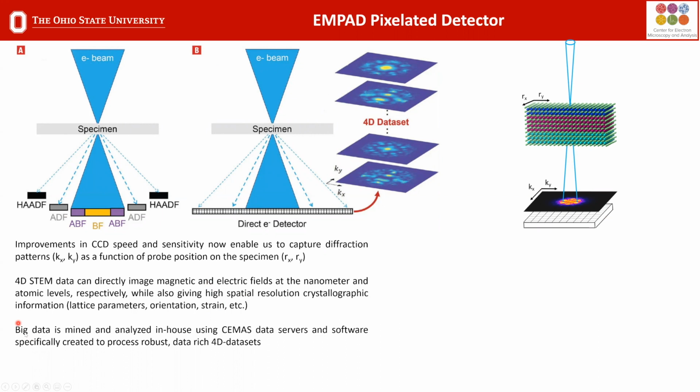This creates big data. The data is very robust, it's data rich, and it has a ton of information in it. But for our EMPAD detector, if you collect an image at the maximum resolution, each image is 17 gigabytes. So think about it: if you don't have 17 gigabytes of RAM on your computer, you can't even open the image. And most of us still don't walk around with 16 gigs of RAM on our laptops. So that one image is difficult to process.